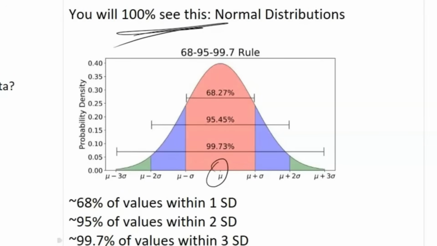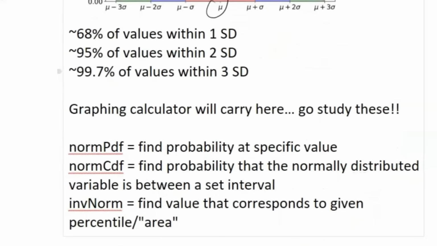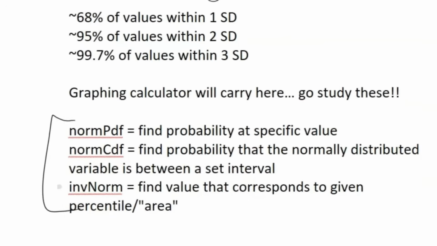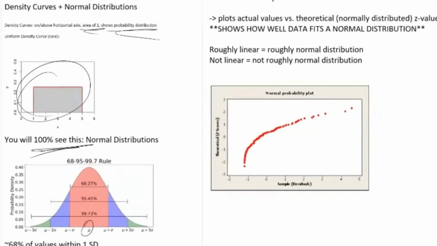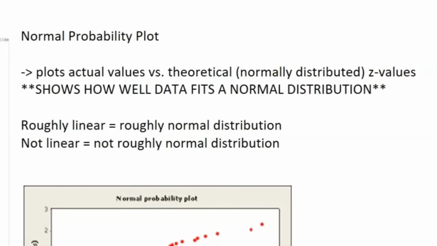So to solve normal distribution problems, you're just going to use your calculator. I mean, that is the most simple way. So know your calculator commands, go and study those. Norm PDF finds a probability at a specific value. Norm CDF shows the probability that the normally distributed variable is between a set interval, pretty similar to norm PDF. And then we have inverse normal, which pretty much does the reverse of these calculations. It finds a value that corresponds to a given percentile, or on your calculator, it might be denoted as quote unquote area, okay?